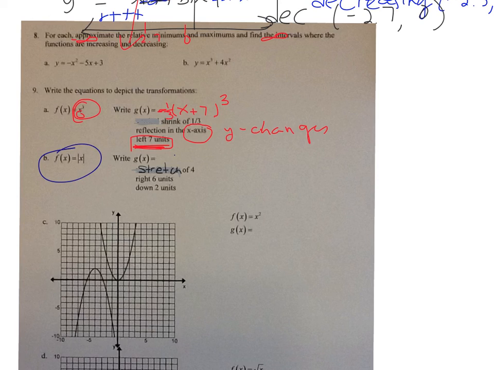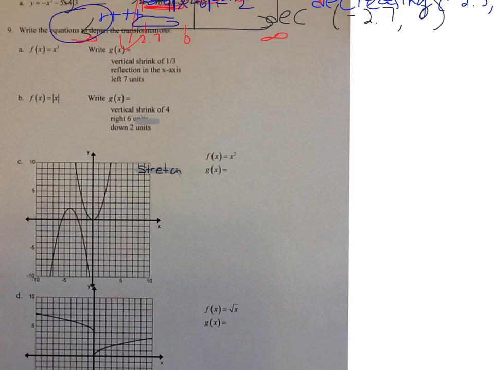So let's put down our absolute value. I have an x, so I'm changing my x. Let's start with that. Changing the x to the right 6 means minus 6. I need down 2 units, that means change the y value, so it goes on the outside, and a stretch of 4 would be on the outside like that. So B is 4 times the absolute value of x minus 6, minus 2. Okay, now we're going to do this from the graph.